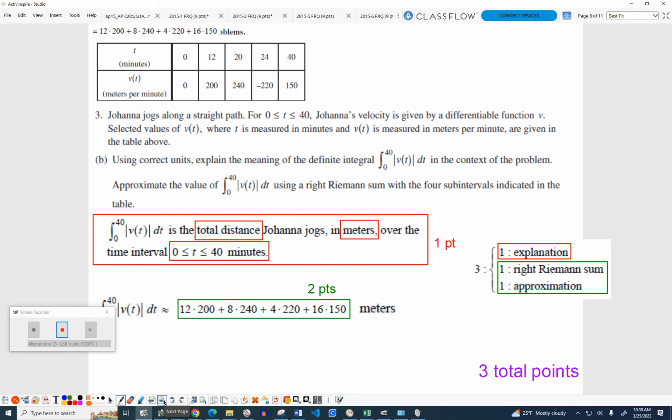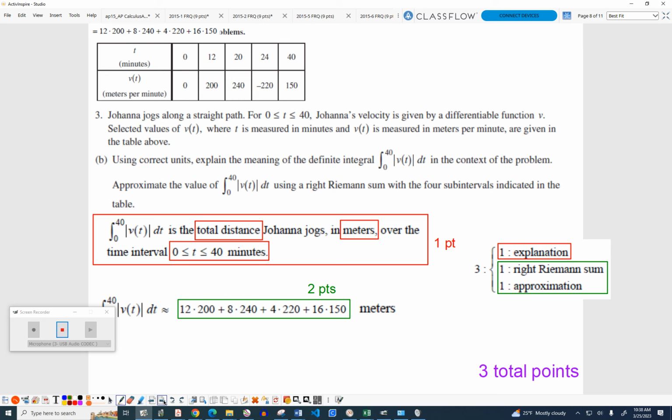Now, as you check the sentence, here's what I would look for. Don't read their sentence. Look and see if they have all the right units. If they don't have units of meters and minutes, they just lost the point. You can stop reading. If they have meters and minutes, now you have to read and make sure they have the words total distance. If they don't have the words total distance, they just lost the point.